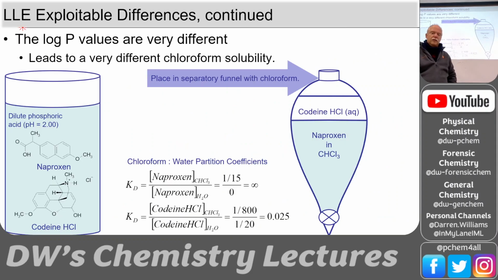And so we put that in our separation. We can look at these water-chloroform partition coefficients, where we have the solubility for each of these. The naproxen sodium is going to want to be in the chloroform layer, 100%. I mean, an infinite percent. And then the codeine HCl is not going to want to be in that chloroform layer at all.